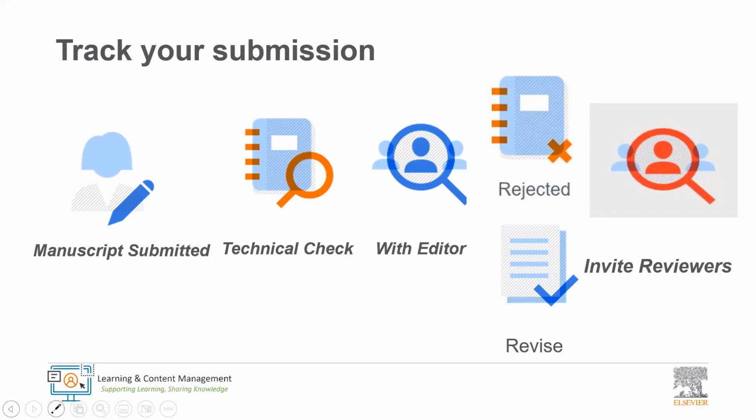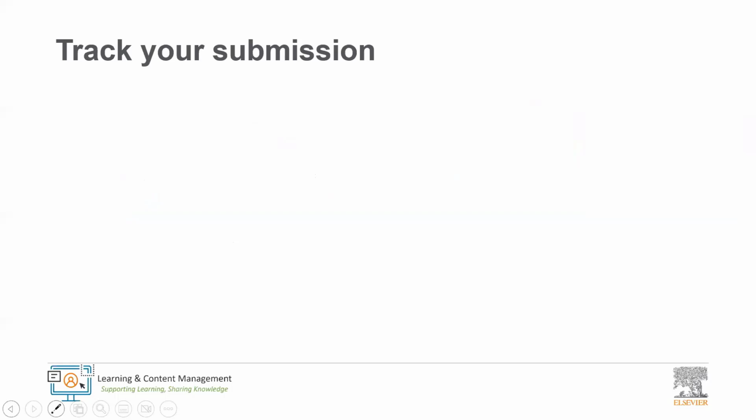If the editor decides that your paper is a good match for the journal, then he will go ahead and identify 2 or 3 independent reviewers, depending upon the journal configuration, and send them an invitation to review your manuscript. When the editor invites reviewers, the status of the manuscript changes to under review.